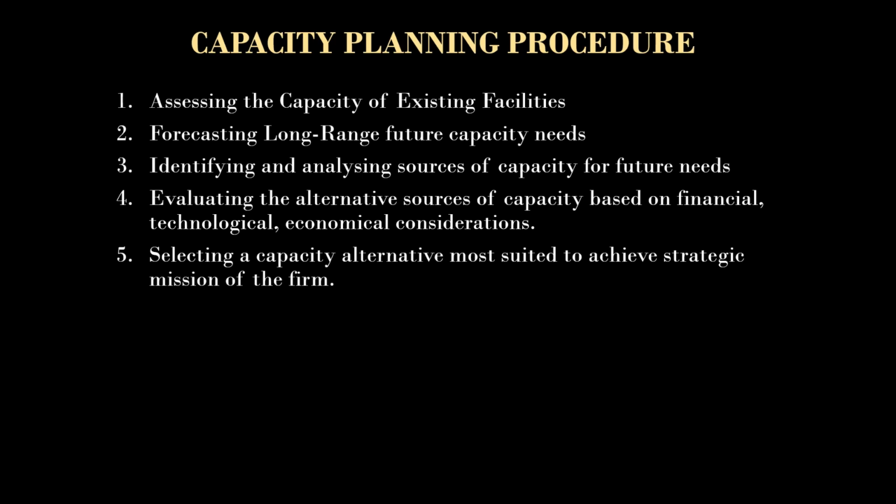from the financial point of view. The other thing is how much capacity is required and what kind of alternative machines or equipment are available, and what will be the cost per unit when we go for different types of machinery. And coming to the technological factor, whether the technology will survive for a few more years, or the technology which we are going to adopt will become obsolete in the near future. In such case we cannot go for such technologies. Then selecting the capacity alternative most suited to achieve the strategic mission of the firm. So that is the final step.